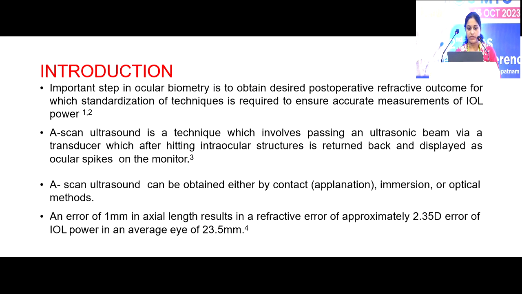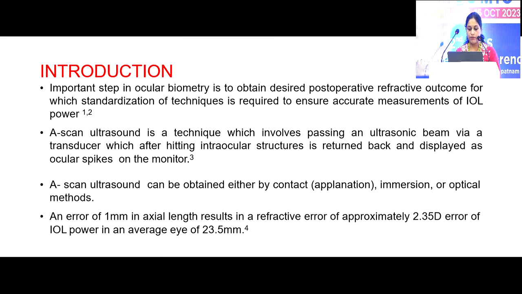No financial interest. Introduction. An important step in ocular biometry is to obtain the desired postoperative refractive outcome, for which standardization of techniques is required to ensure accurate measurements of IOL power. A-scan ultrasound is a technique which involves passing an ultrasonic beam via a transducer, which after hitting intraocular structures is returned back and displayed as ocular spikes on the monitor. A-scan ultrasound can be obtained either by contact, immersion or optical methods.